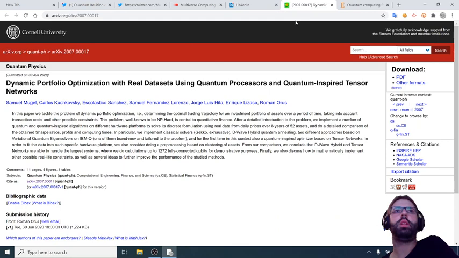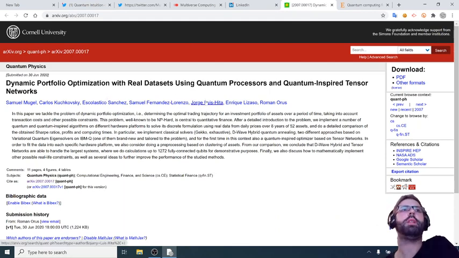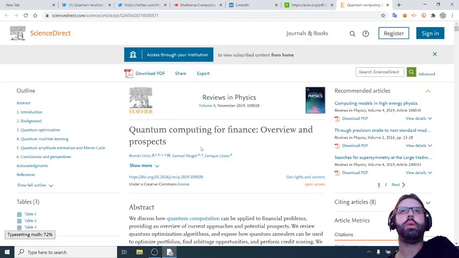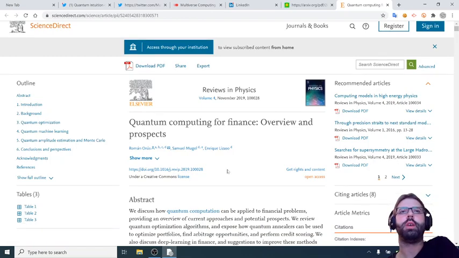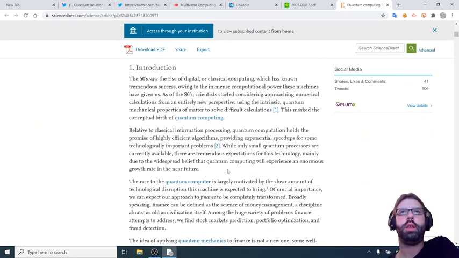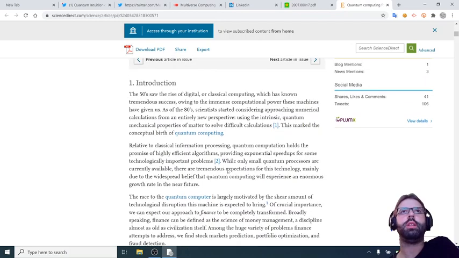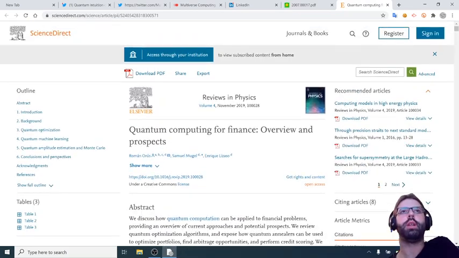So this is dynamic portfolio optimization with real data sets using quantum processes and quantum inspired tensor networks. It's surprisingly similar to, or it seems, let me check the PDF if this is the one that I saw. And the other one was Quantum Computing for Finance: Overview and Prospects. I have the impression that this is a really good one to take a look at.